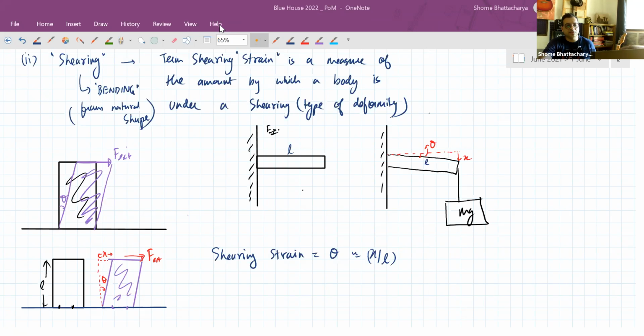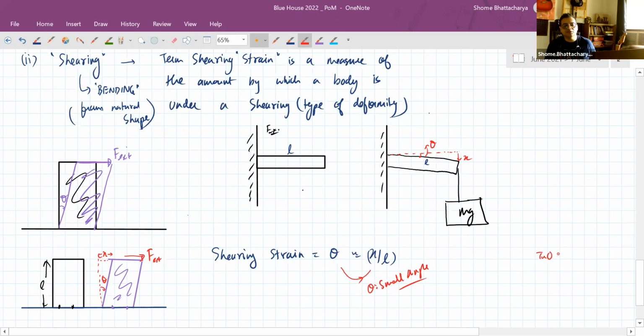So tan theta will be approximately equal to theta, and tan theta in the diagram you can see is about x by L. Or even when it's a circular bend, like in the second diagram I've made, it's arc upon radius. So x is almost this arc length because theta is a small angle. So it's a small angle approximation: tan theta is approximately sine theta is approximately theta is arc upon radius.